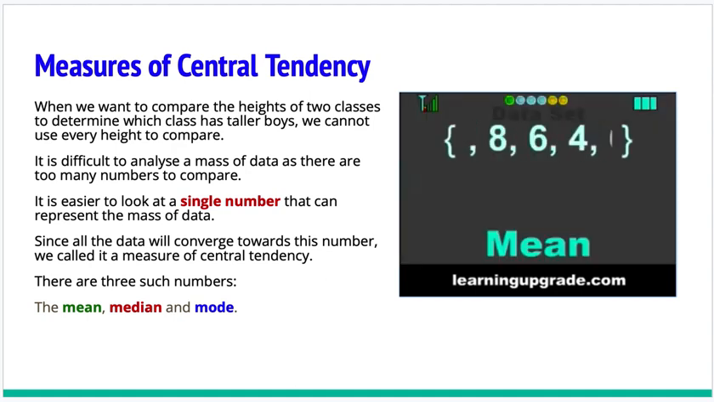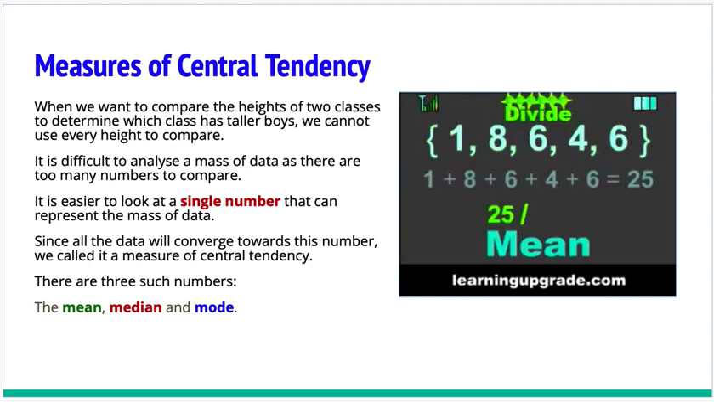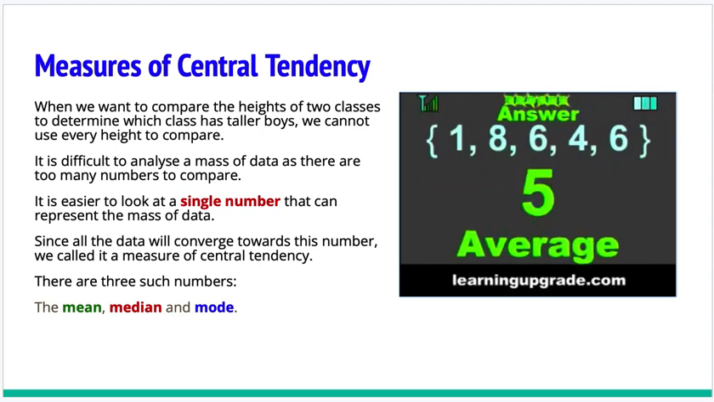Add up the numbers in the data set. Divide the total by the number of items. The answer is the mean or average.